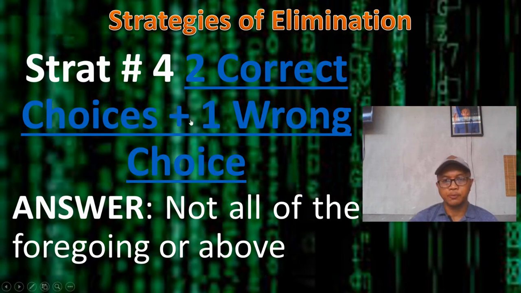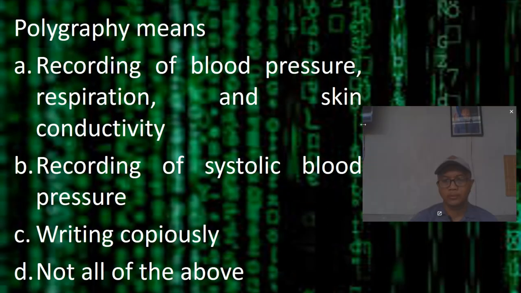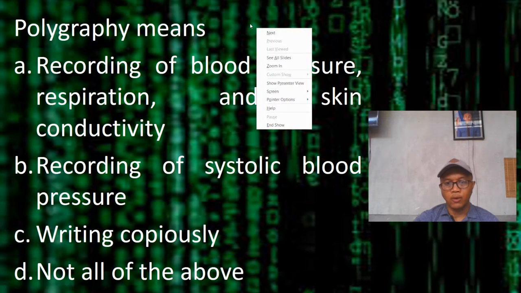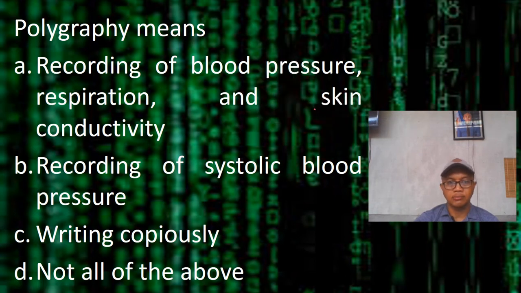Let us consider this particular example. Polygraphy means. So this is an easy question. However, the choices are a bit tricky. So we have in letter D a possible correct answer. This is the correct answer if we can find in the choices two correct choices and one wrong.